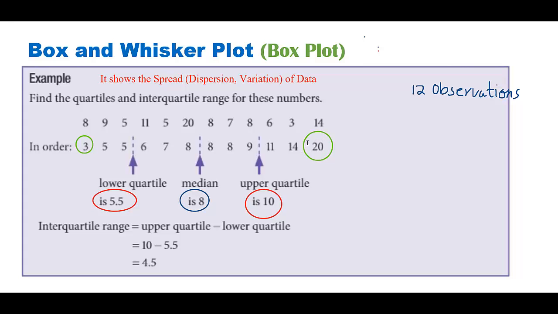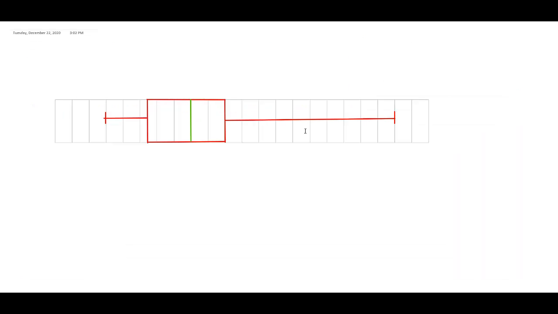And look, this 20 is a very large value compared to the rest of the values of the data. Because of this large value, the whisker on the right side of the box plot is longer than the whisker on the left-hand side. See, this whisker is bigger than the whisker on the left-hand side, and this box shows 50% of the data.